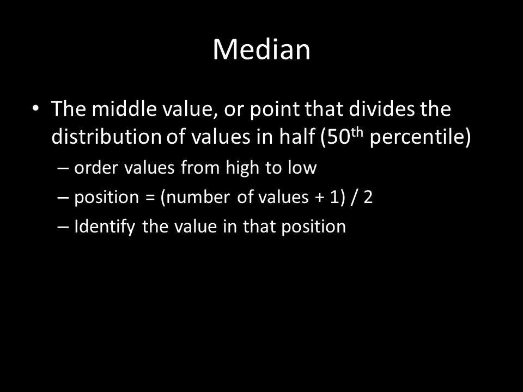To find out the median, you simply order values from high to low, and you find the center position by adding the total number of values plus 1 and divide that number by 2. That tells you which position to look at, and you identify the value of that position.